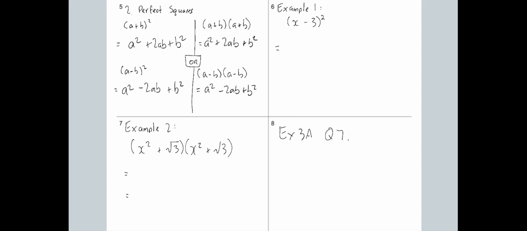Okay, here's example 1. X minus 3 squared. The first term is just X. The second term, the B term, is 3. So the first term squared is X squared. The second term squared is 3 squared. We'll do that in our heads, I hope. The middle term is 2 times X times 3. So that's 6X. And because it's a subtraction, it's minus in the middle.